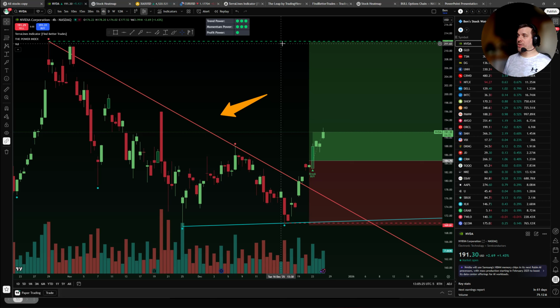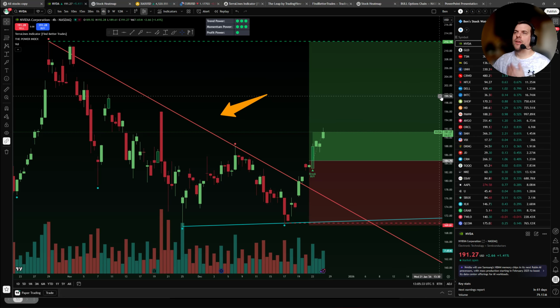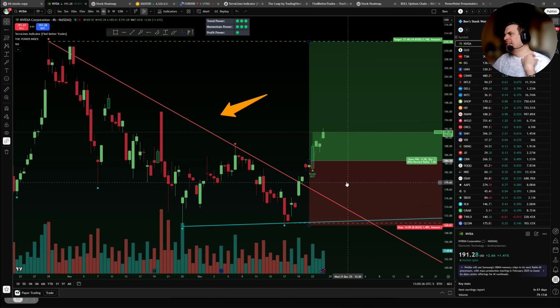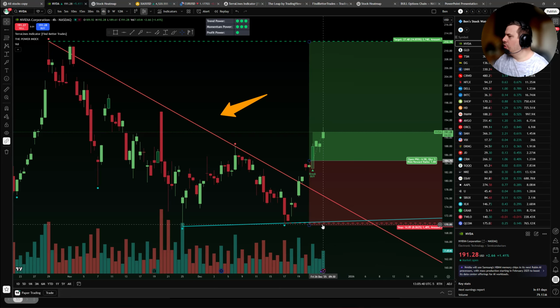That's a really solid move up, and most likely it's not just going to go straight up, right? On a 4-hour chart, it'll probably do something like this, and then finally go up to target. But this is a really easy risk-defined trade, because we have support down here.